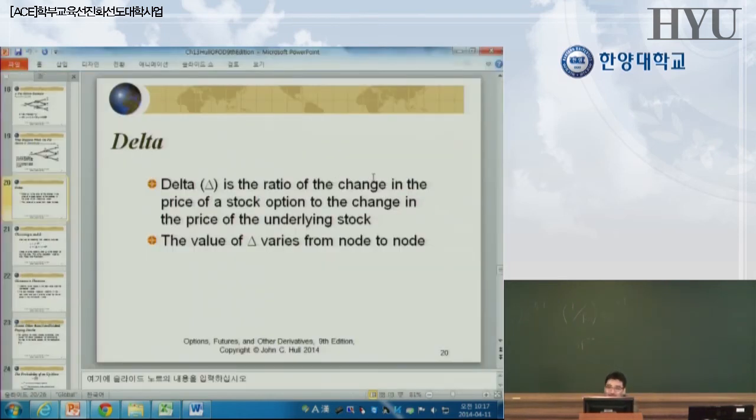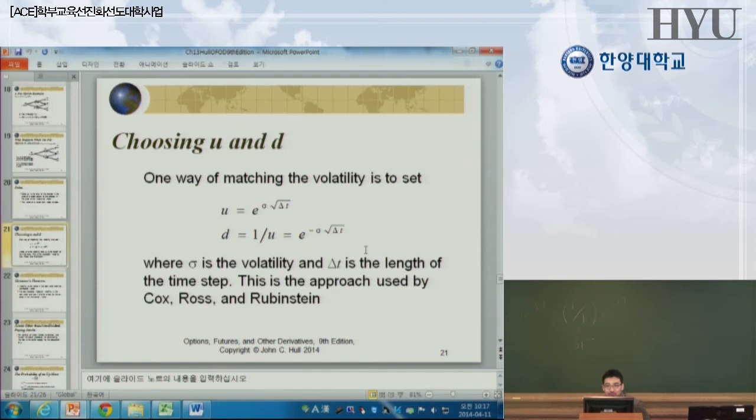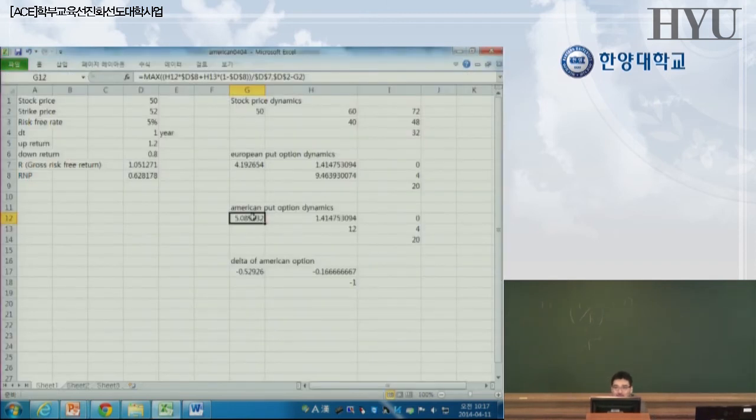Delta is the ratio of the change in the price of a stock option to the change in the price of the underlying asset. So the denominator is the change of the underlying stock price, and the numerator is the change of the derivative price. Okay, the value of delta varies from node to node. So in this node, suppose I want to calculate delta of the American put option at the price of 5, and the delta is of course, by my calculation, minus 0.53, and this is the first.